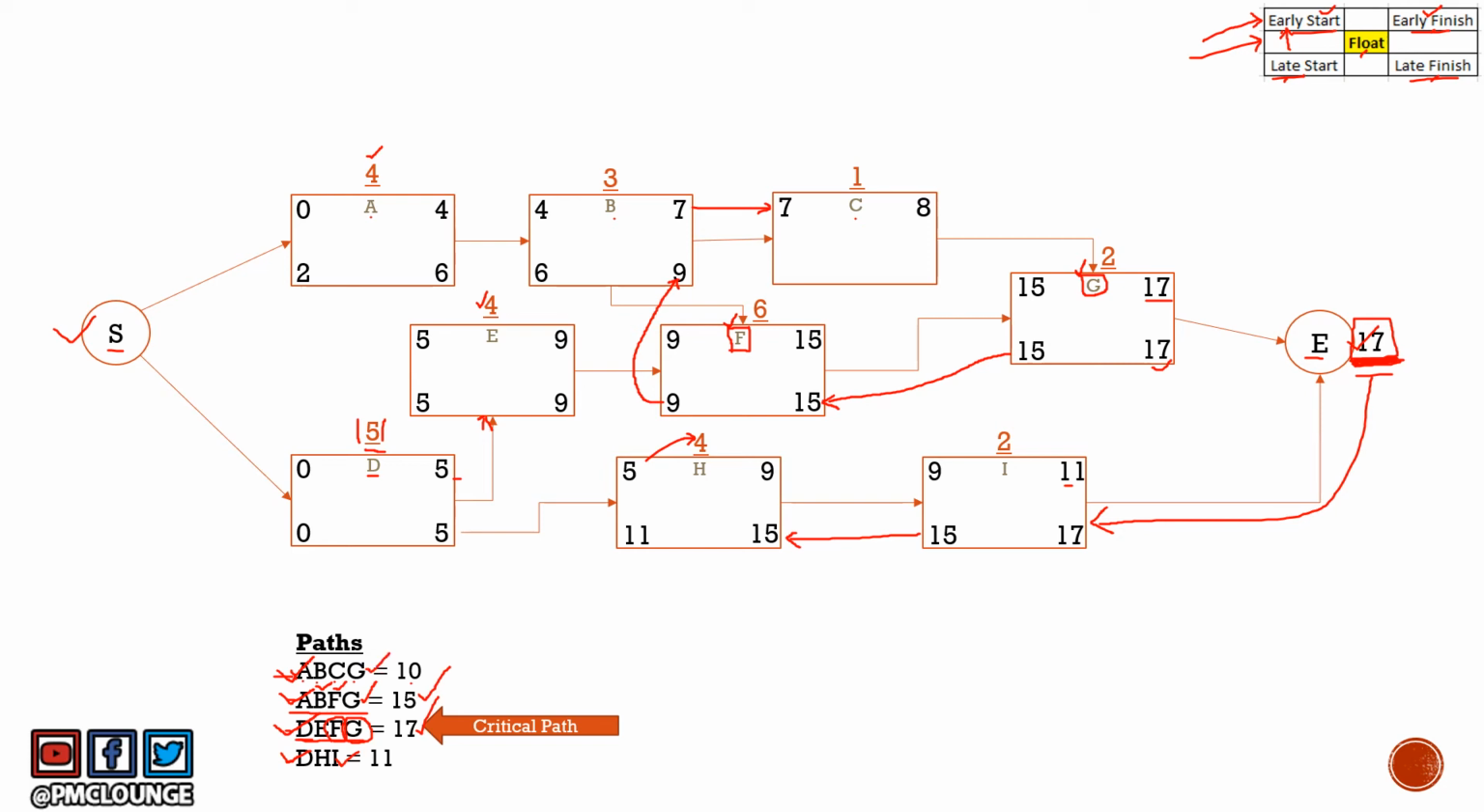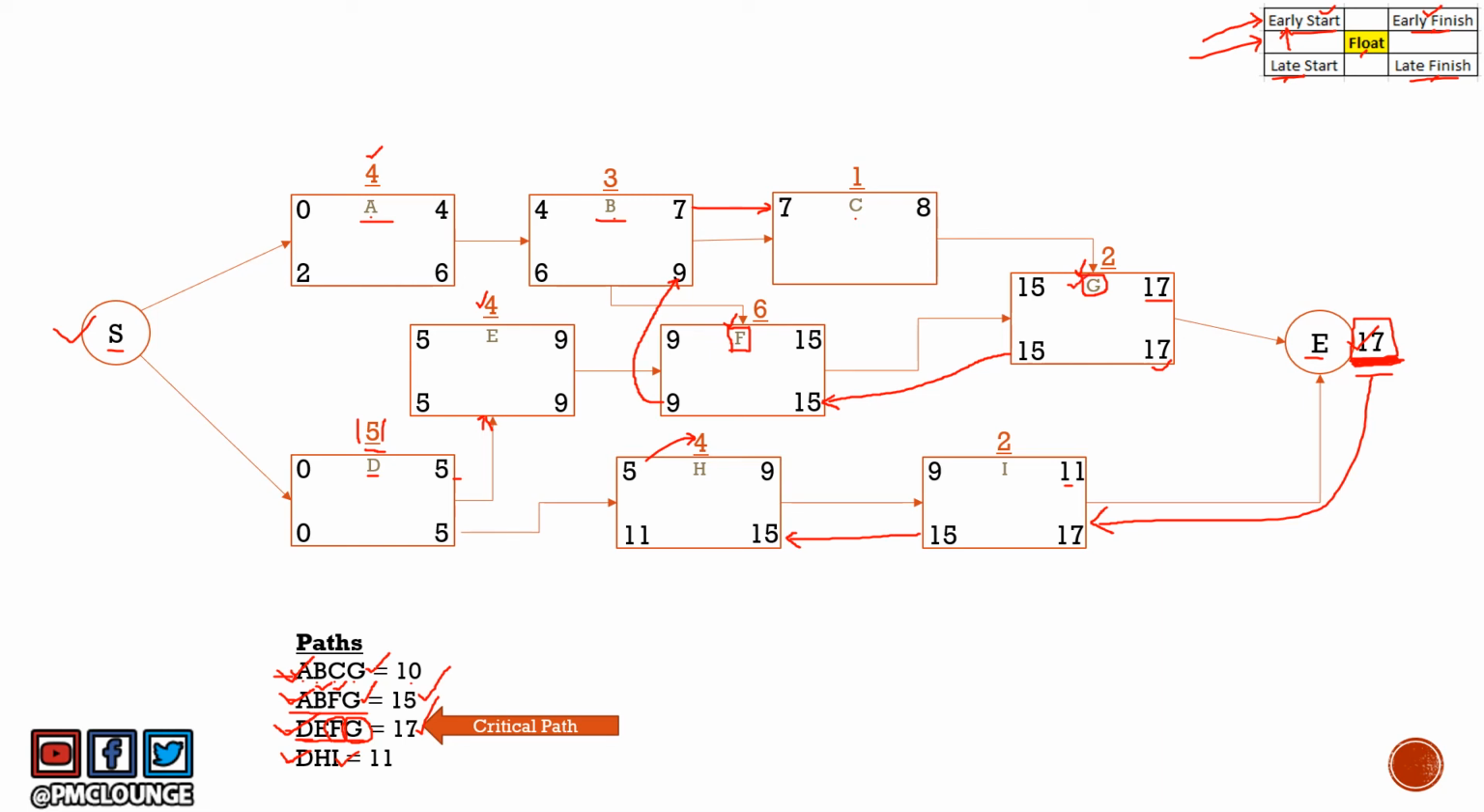If you see A, B, these are already calculated. C, G is already calculated. The only activity pending here to calculate late start and late finish is C. So what do we do? We are doing the backward pass. So we'll start with G, which is already calculated.